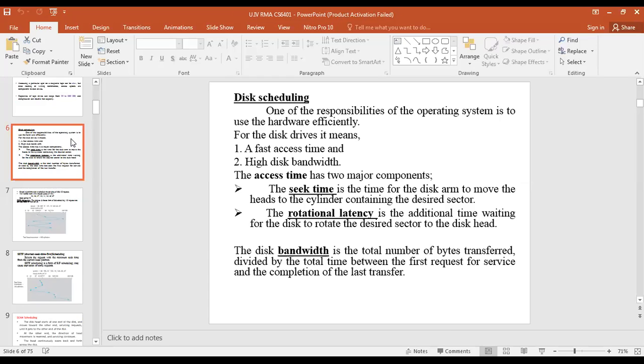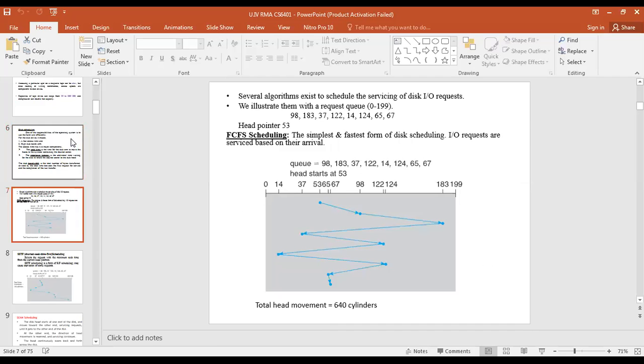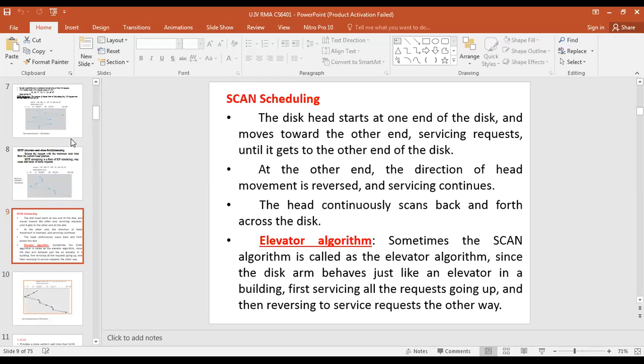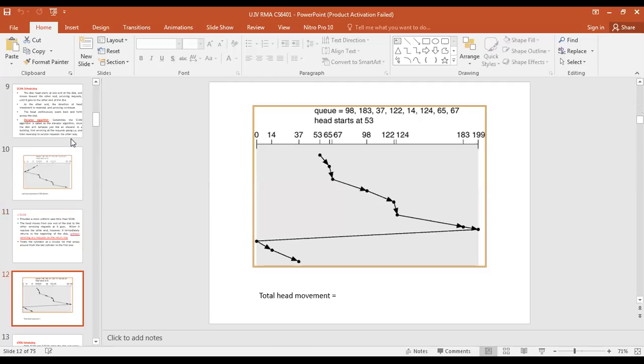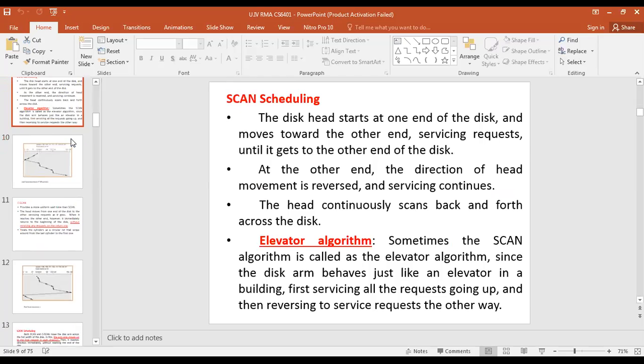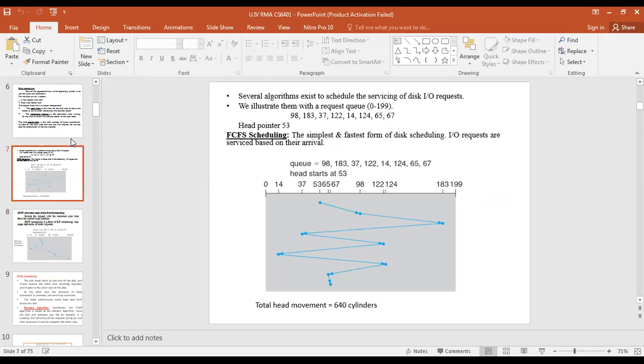So in order to efficiently use the hardware like this, we need to consider two factors, access time and bandwidth. For that, we have developed several algorithms to service IO requests. Some of the algorithms are first come first serve scheduling, shortest seek time first scheduling, SCAN scheduling, C-SCAN scheduling, LOOK scheduling, and C-LOOK scheduling. These are some algorithms which are used in disk scheduling. One by one we are going to see.